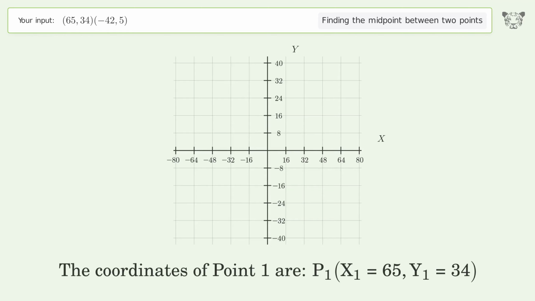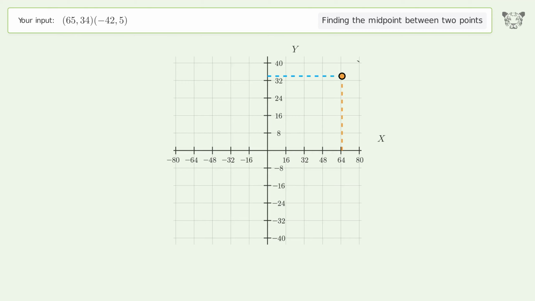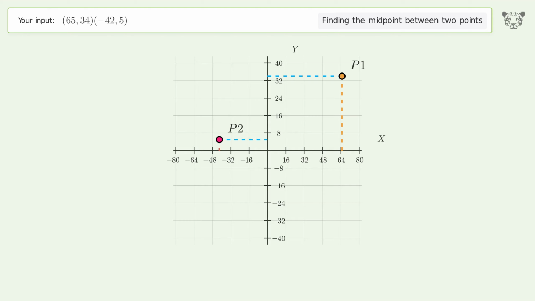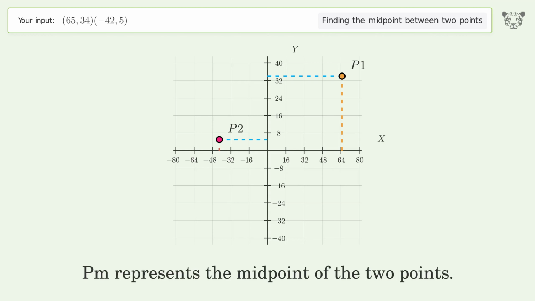The coordinates of point 1 are x1 equals 65, y1 equals 34. The coordinates of point 2 are x2 equals negative 42, y2 equals 5. PM represents the midpoint of the 2 points.